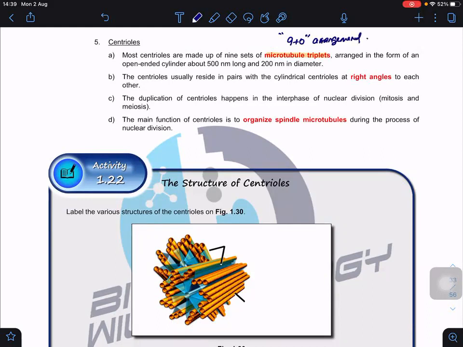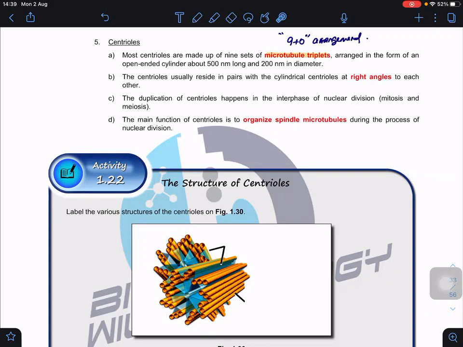Okay, 9+0 arrangement. This one only forms one centriole. In fact, per cell, we're going to have a pair of centrioles, where they align at a right angle to each other, or perpendicular to each other. Are you clear? Okay.